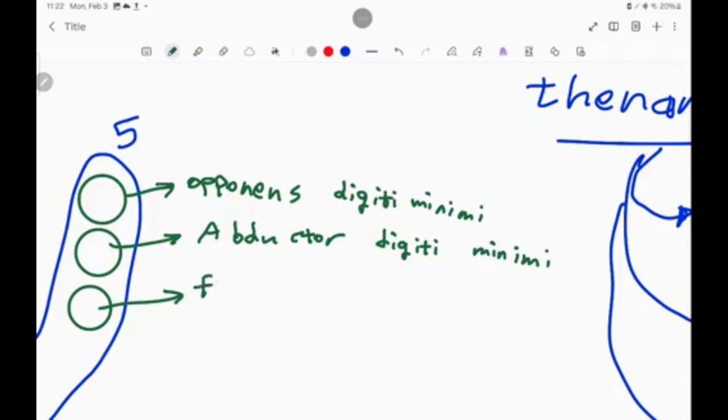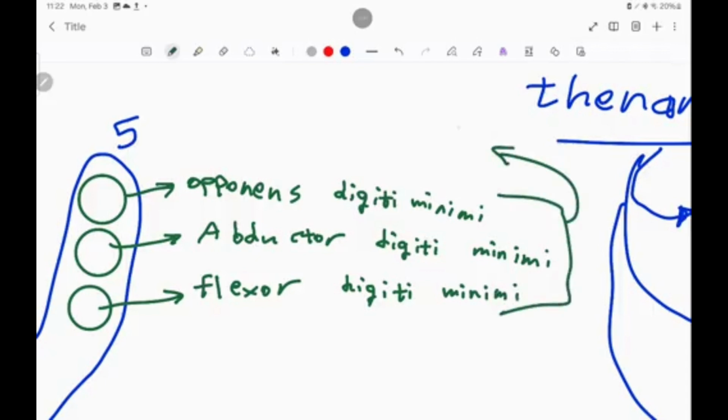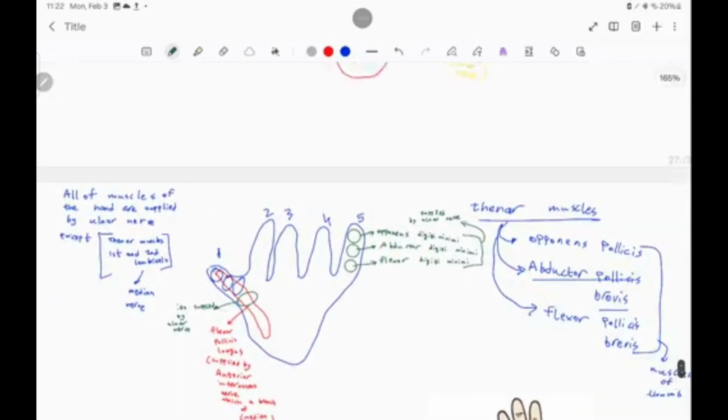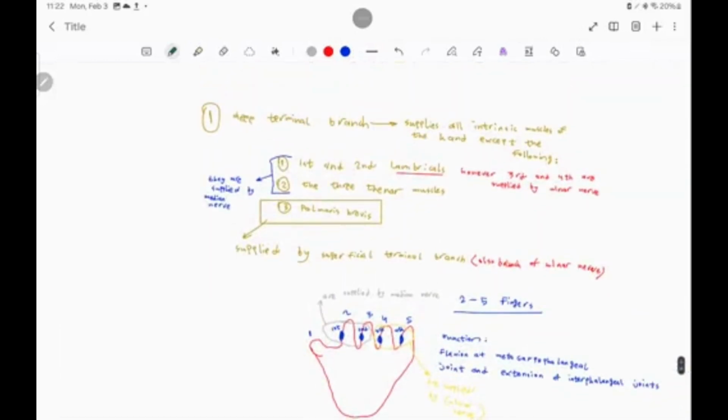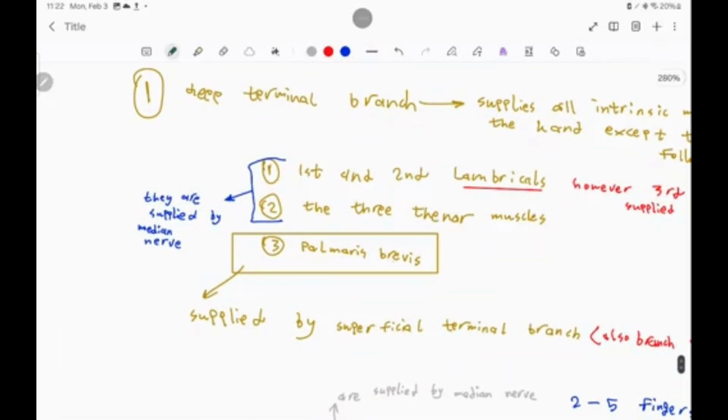Flexor digiti minimi. All of these are supplied by what? Supplied by, as we said, the ulnar nerve. Do you remember what I mentioned minutes ago about the third muscle, this one, palmaris brevis? It's located under these muscles that we mentioned right now.